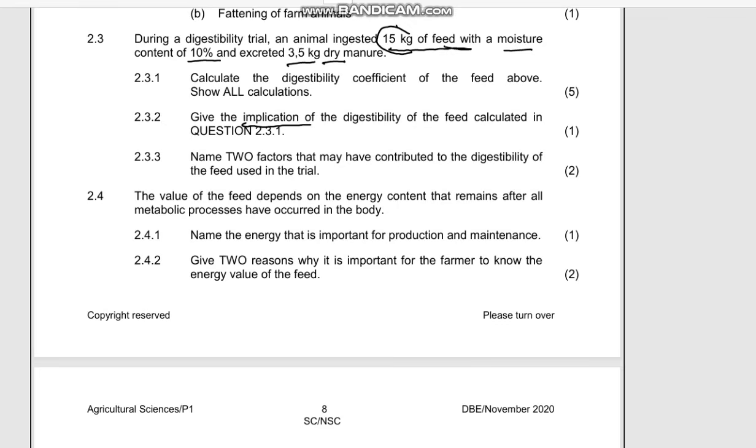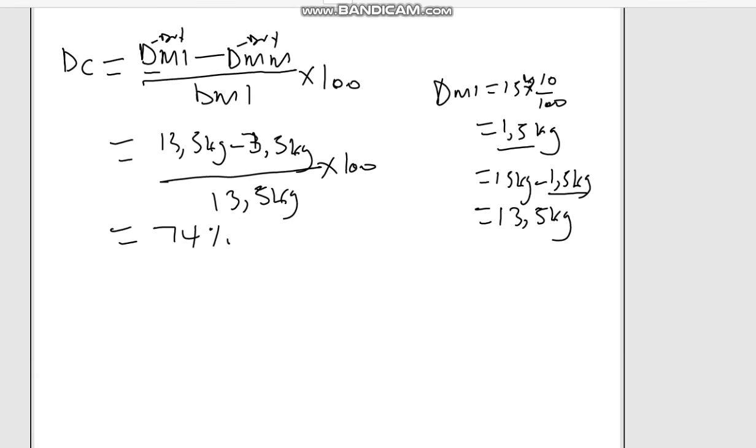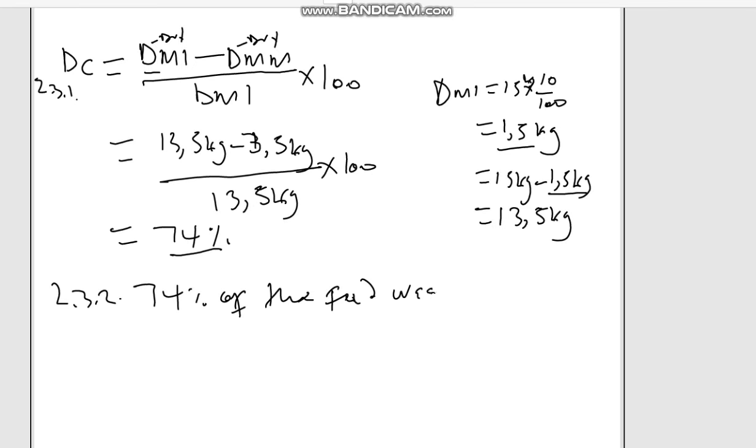So the word implication simply means: what does it mean if something is like this? What does this mean if it turned out like this? That is the meaning of the word implication. Now, what is the implication of this digestibility coefficient that we got, this 74%? This was question 2.3.1, and this one is 2.3.2. The implication of 74% is that 74% of the feed was digested.